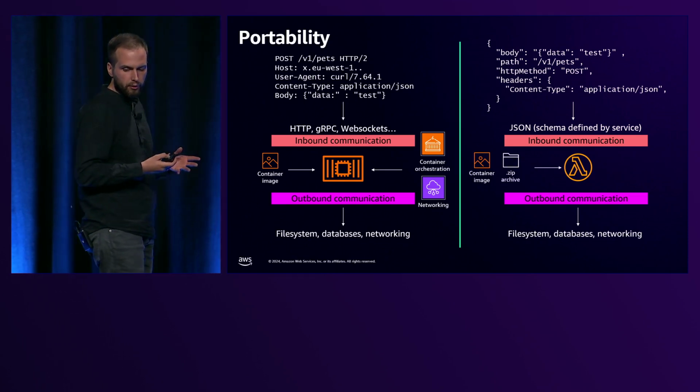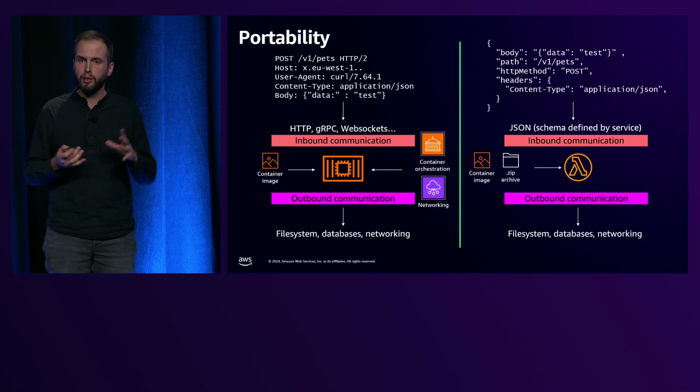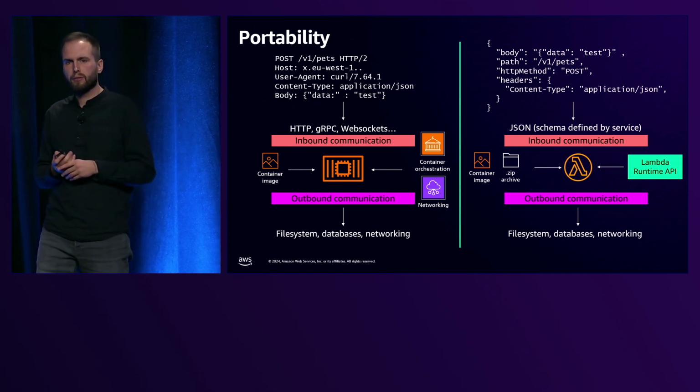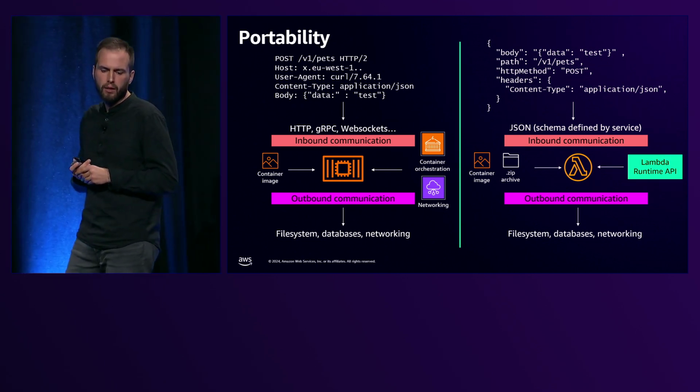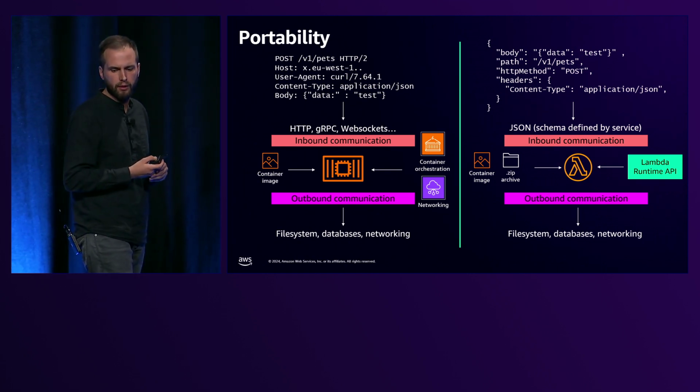Now for packaging, you can bundle your function code as a zip archive, but also as a container image. We will cover that in a second. And we also need to integrate with the Lambda runtime API to have the link between my actual code and the Lambda service.